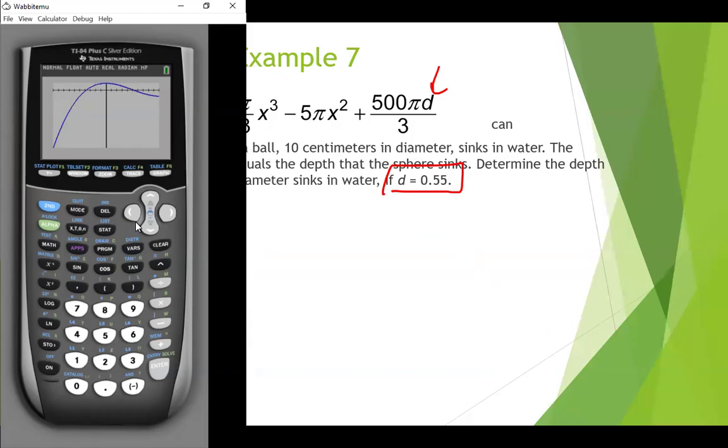Okay, so we're looking for the smallest positive 0 of f of x, which equals the depth that the sphere sinks. So I need the smallest possible zero, and that would not be this one, because this is negative. No, it would be this one, because it's positive. It's the smallest positive zero. So I'm going to second trace, and I'm going to look for its zero. Hit enter. I'm going to go below. Crawl, spider, crawl. And it's going to tell me my smallest possible zero. And it is at x equals 5.33333333.